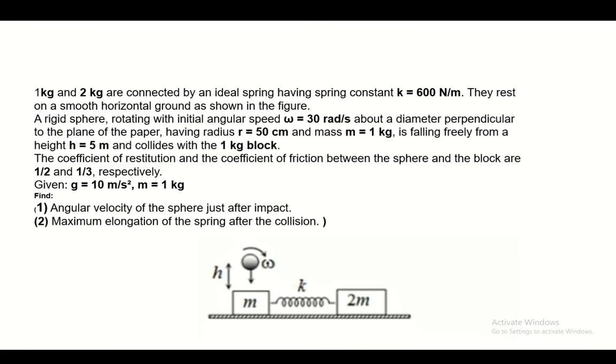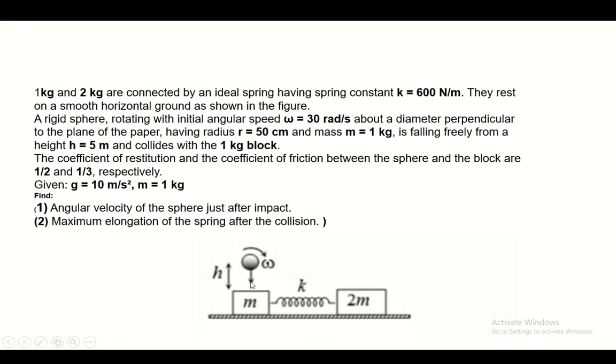So this is a question sent by one of my students, and it reads like this: 1 kilogram and 2 kilogram, these are two blocks, connected by an ideal spring having a spring constant, it's given. They rest on a smooth horizontal ground as shown. A rigid sphere rotating with angular speed 30 radian per second about a diameter perpendicular to the plane of the paper, having radius and mass, is falling from a height and collides with the 1 kilogram block.